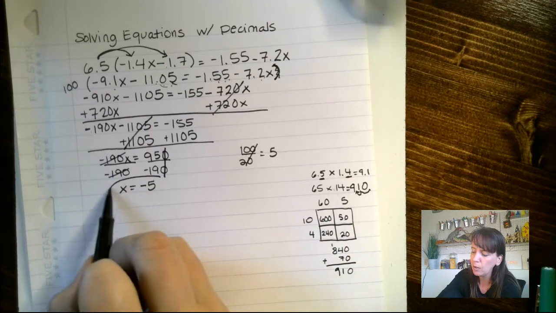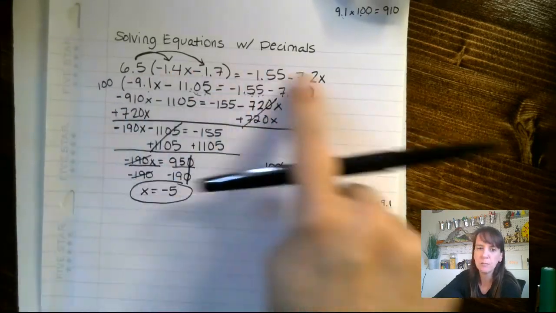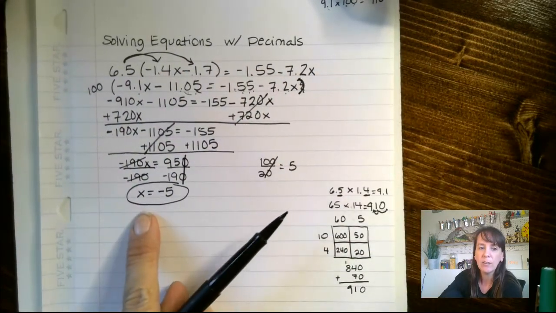Okay, so there we go. We got rid of our decimals here after doing some distribution and ended with our answer being negative 5.